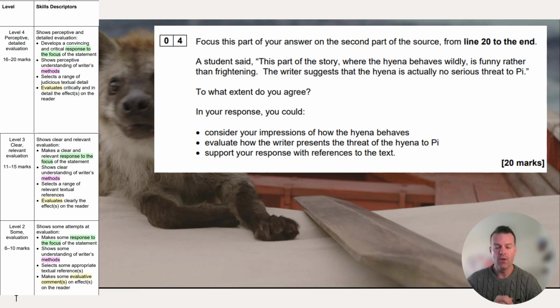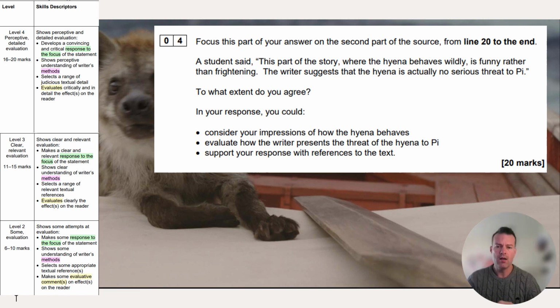And if you look on the other side of the screen, you can see, can't you, the ways in which the examiner will be marking you. At a level 2, you'll be showing some attempt at evaluation. At level 3, marks 11 to 15, make a clear and relevant response to the focus of the statement. And then at the top, the key word there is perceptive. Can you see something perceptive to make your evaluation spot on?